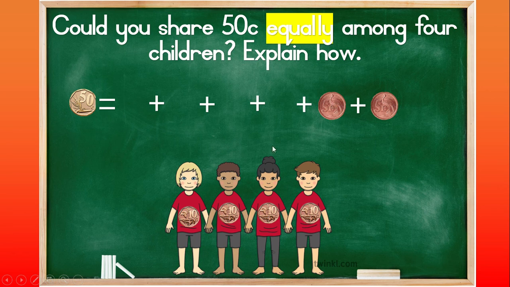But if we give 1 5 cent to one child and another 5 cent to another child, it means 2 will not have 5 cents. So 2 will have 15 cents and 2 will have 10 cents. Therefore, we cannot share it equally because equally means the exact same. We cannot share it equally. 50 cents cannot be shared equally between 4 children.